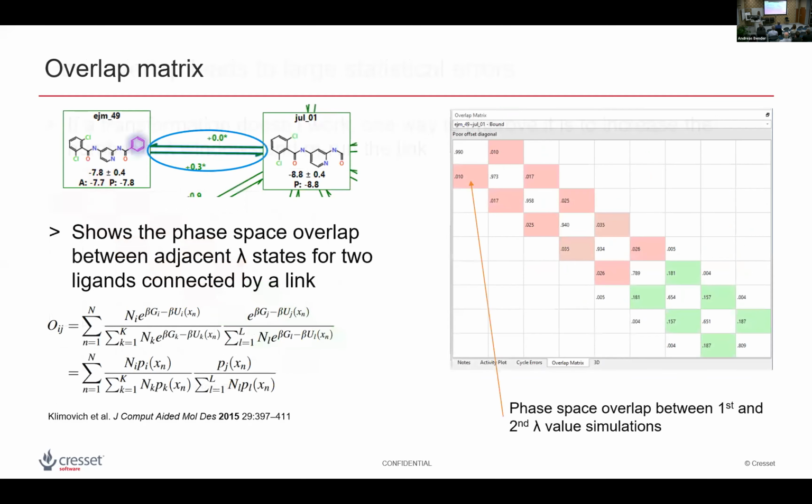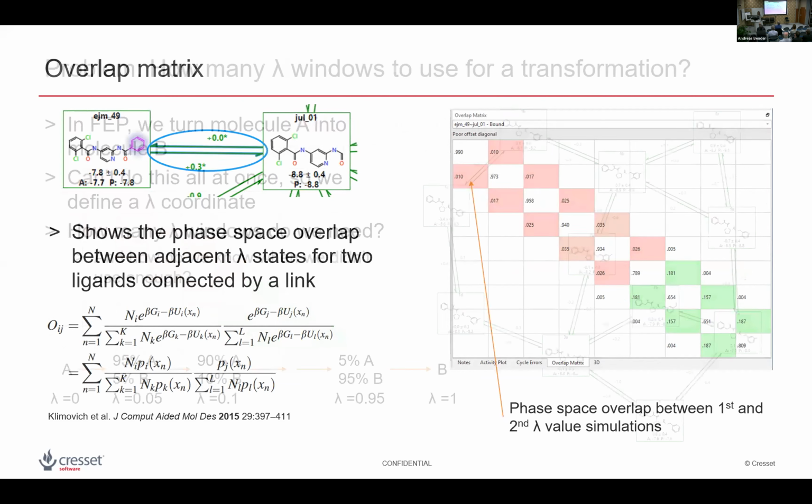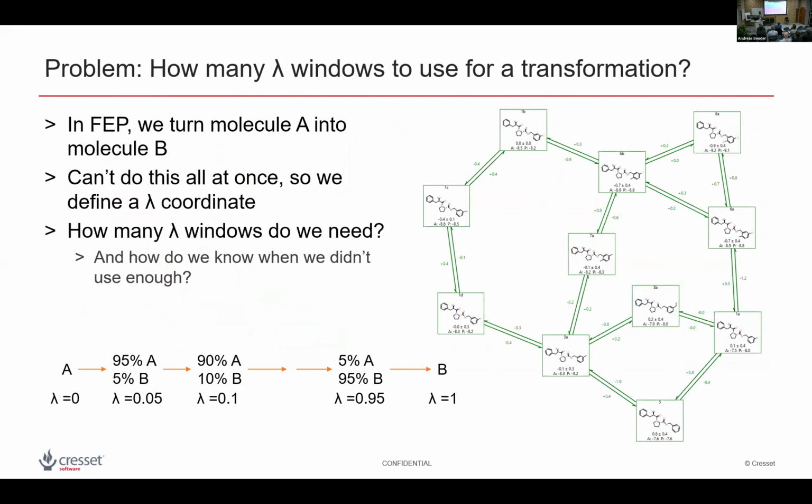So the problem is that instead of having one long calculation, I'm having, let's say, 20 small calculations. And for each lambda state, I'm running one molecular dynamics simulation, usually of 4 nanoseconds.